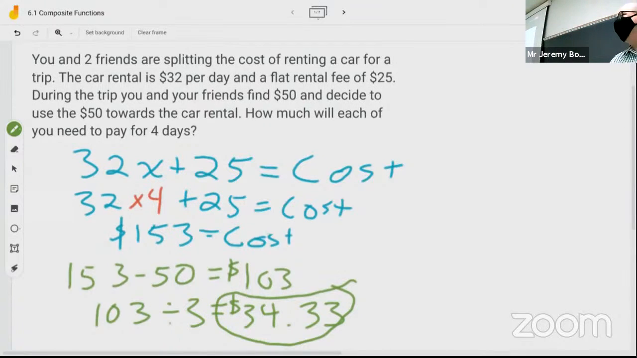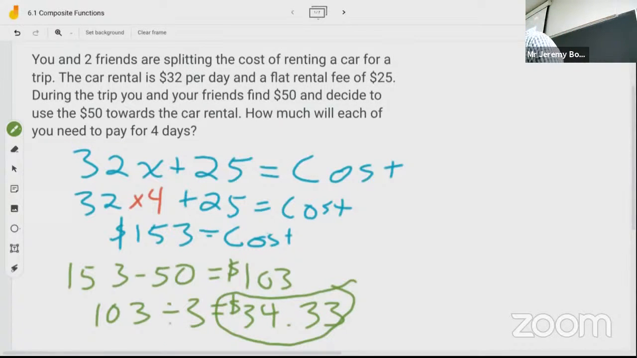What if we wanted to do 6 days? We change it to 6. We multiply, we add, we subtract, and then we divide by 3. What if we want to make it quick so that we could just plug the number in easily and not have to do all these steps? We can combine all these operations into just one function, right? Because what we're doing is 32 times how many days plus the 25. Then we're subtracting 50. And then in the end, we're dividing by 3.